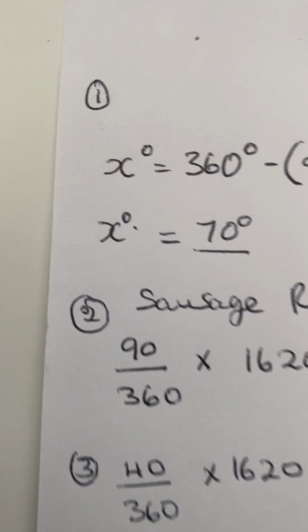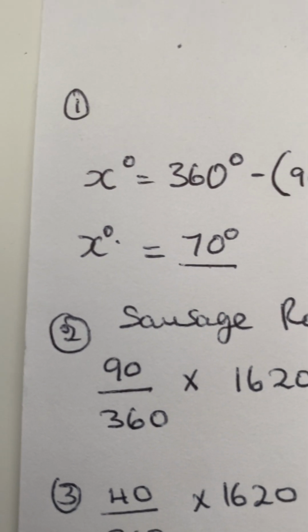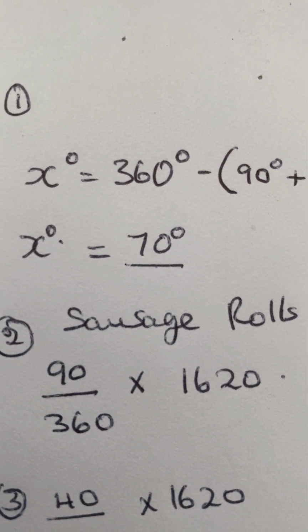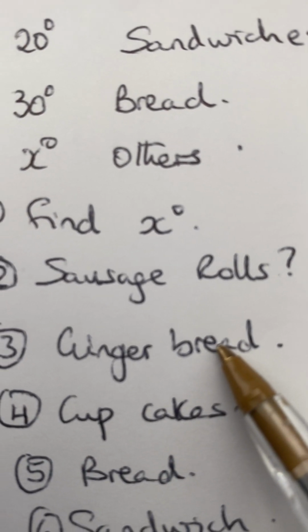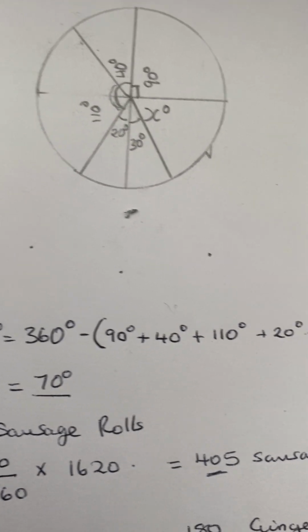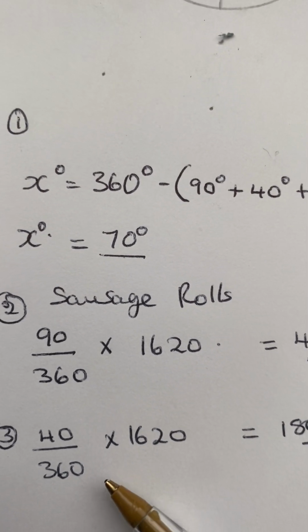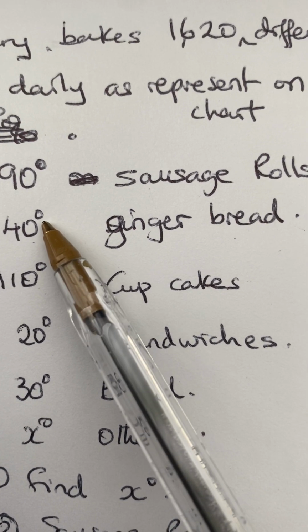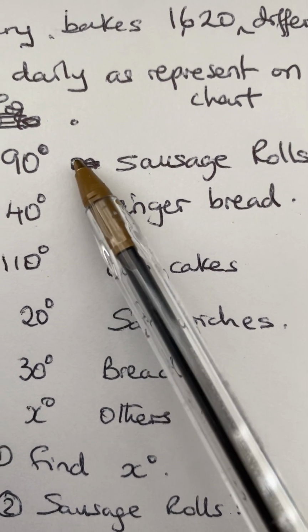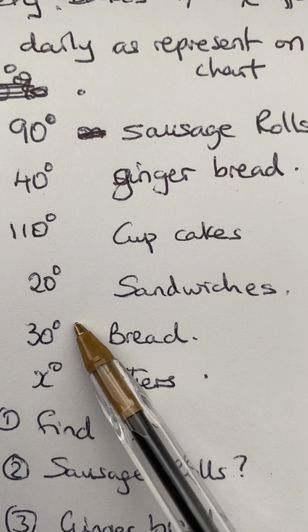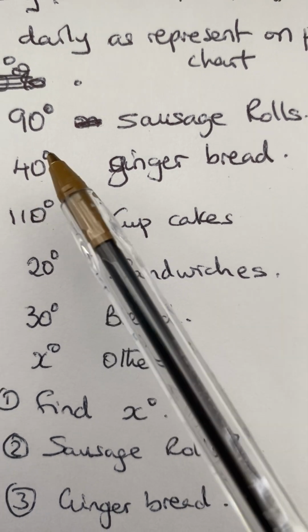Okay. Now, question 3. What is the amount of gingerbread? Okay, gingerbread here is 30 degrees. So again, no, gingerbread is 40 degrees. Okay, be careful because it's a lot. 30 degrees is bread, gingerbread is 40 degrees.